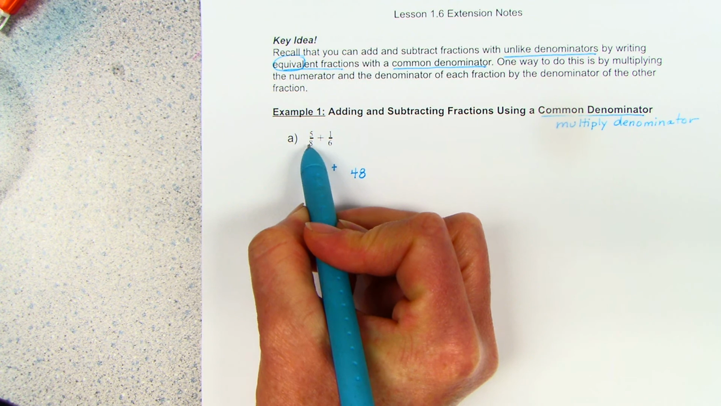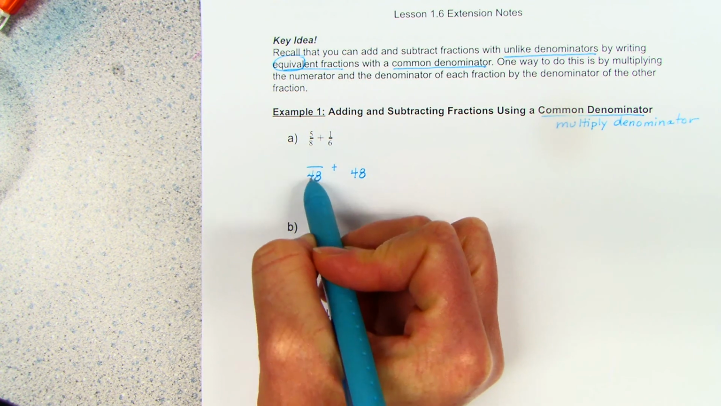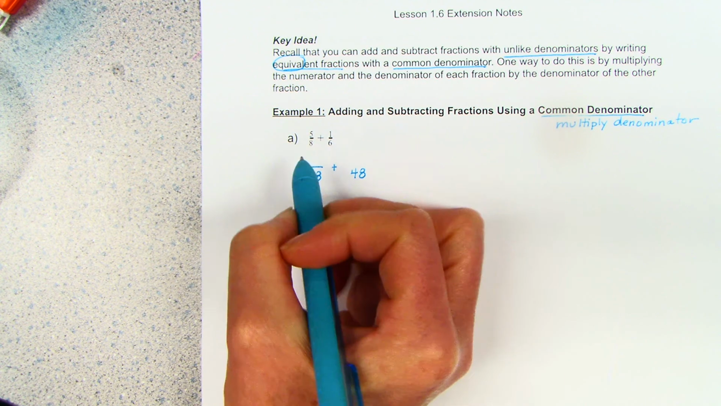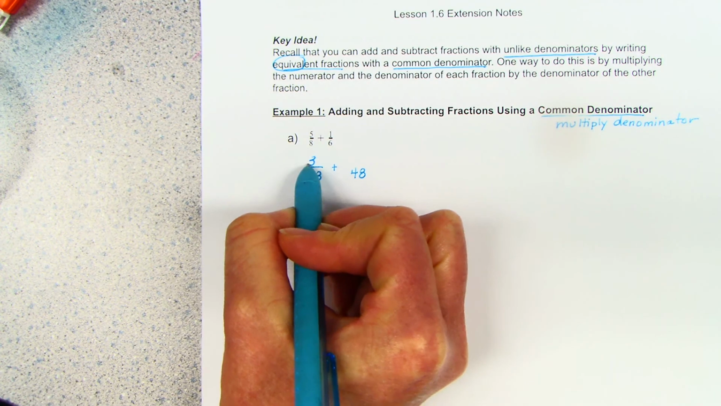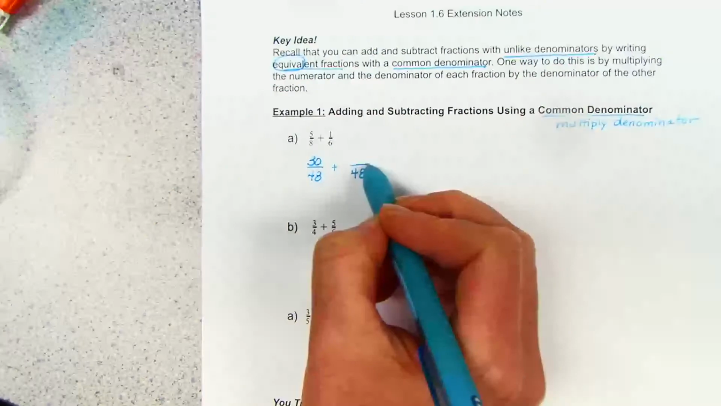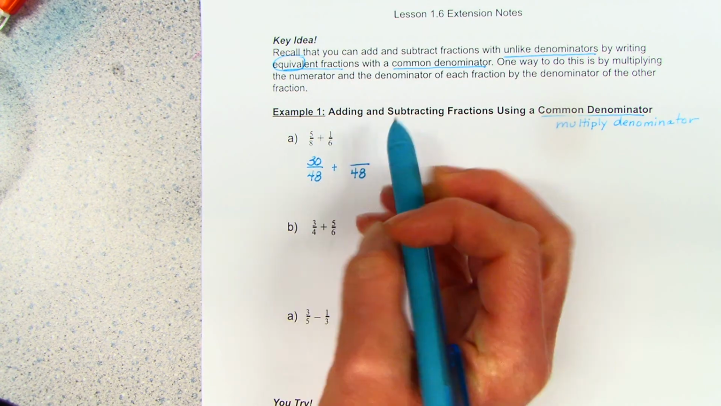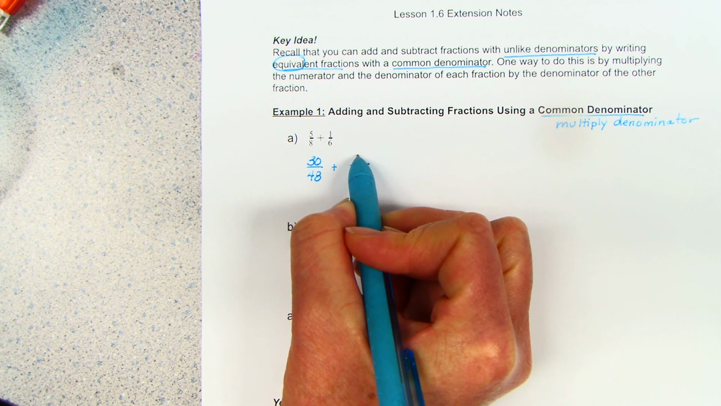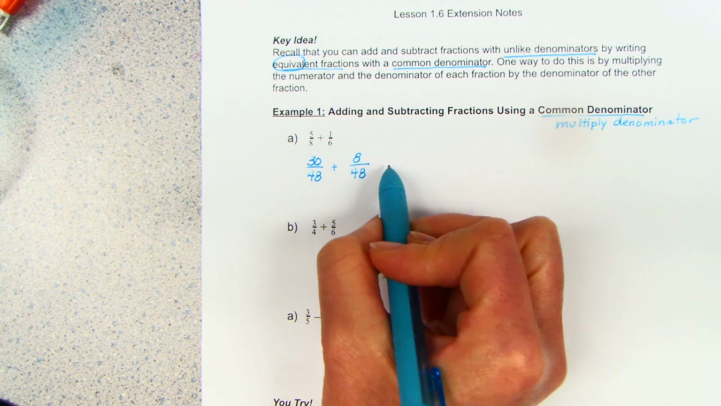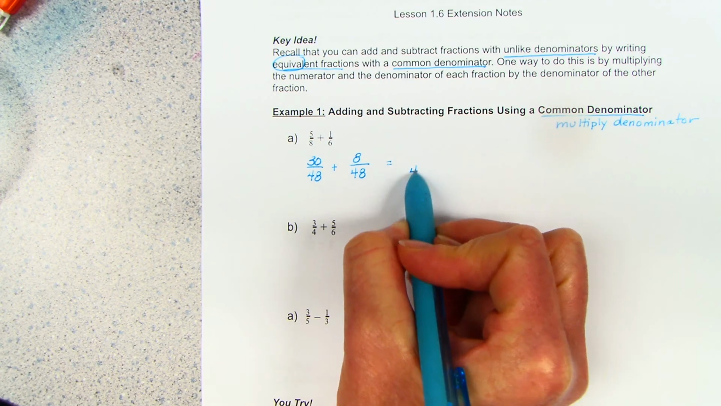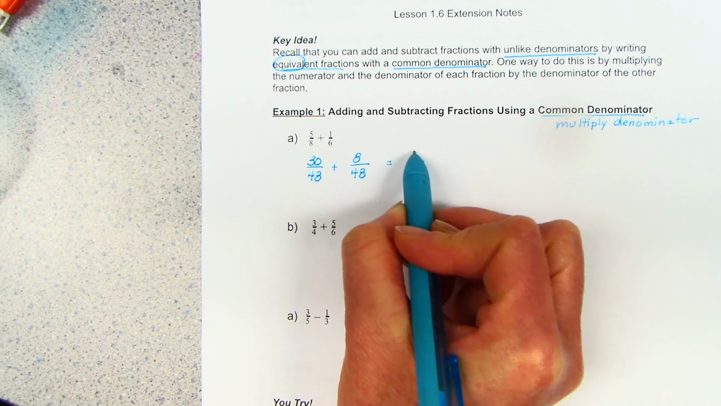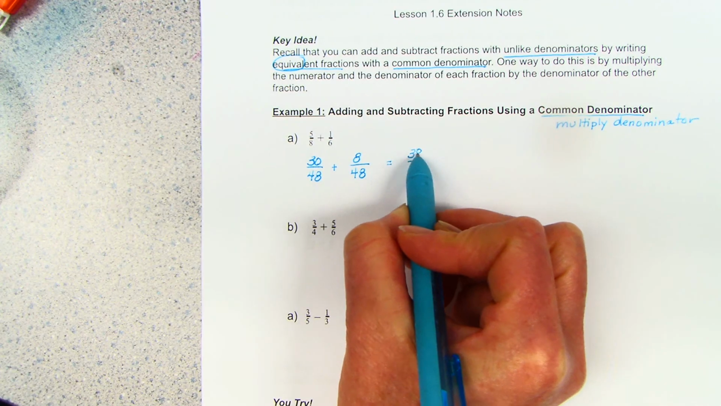And I can ask myself, how many times does 8 go into 48? Well, it goes 6 times. So 6 times 5 is 30. And 6 goes into 48 8 times. 8 times 1 is 8. Right? And then I can add the numerators together now that I have a common denominator. 30 plus 8 is 38.